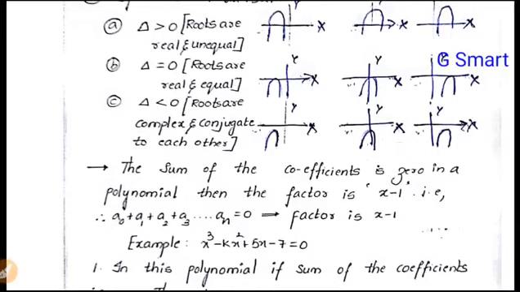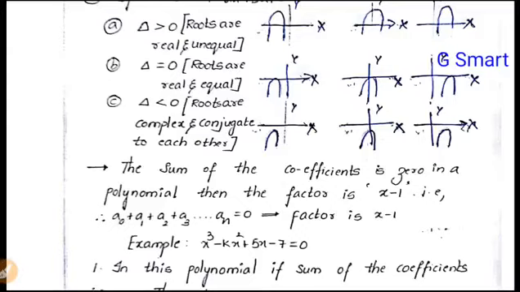Next, if the sum of the coefficients is 0 in a polynomial, then the factor is x minus 1. Means they will give one quadratic equation, they will say the sum of the coefficients is 0, and ask what the factor is. You have to write the answer x minus 1.